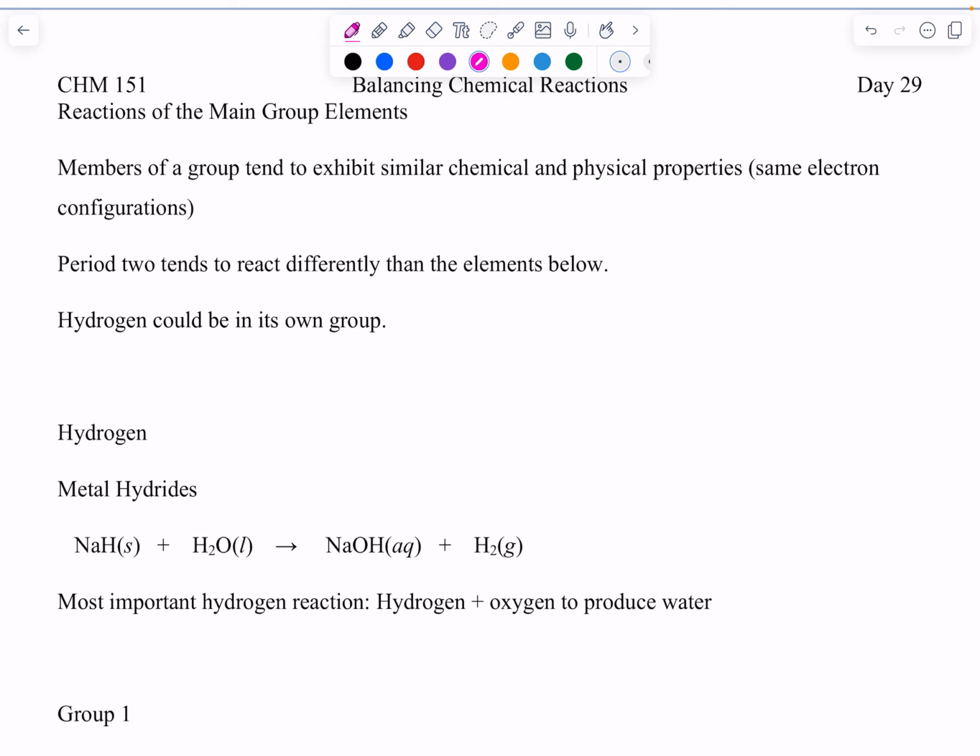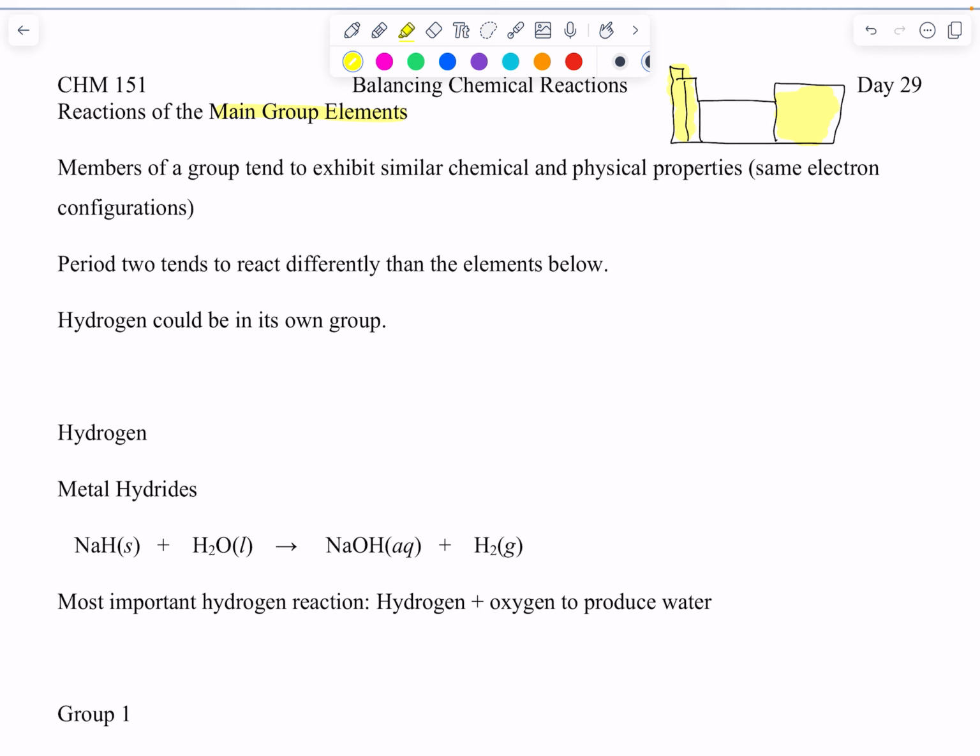Reactions of the main group elements. Remember, the main group elements are the tall ones. We had the periodic table. Right? Over here and over here, right? Those are the main group elements. Let's highlight better. I like highlight better. So these ones and these ones. We're not worried about the transition metals or the inner transition metals, lanthanides and actinides. We're not worried about those right now. Main group.